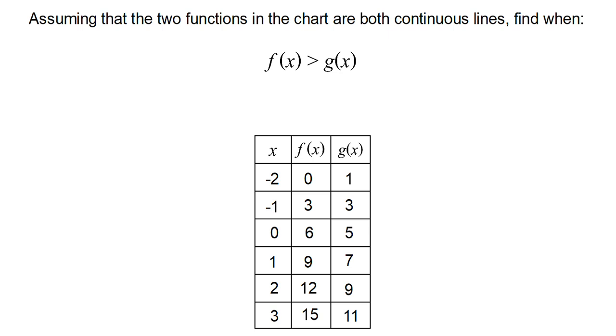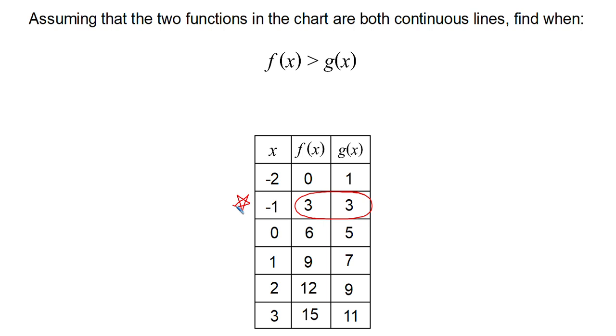To find when f of x is greater than g of x, given a chart that represents two continuous lines for all real numbers, the first thing we have to do is see when f of x equals g of x. F of x equals g of x when they have the same value in the chart. So that would be at x equals negative 1.